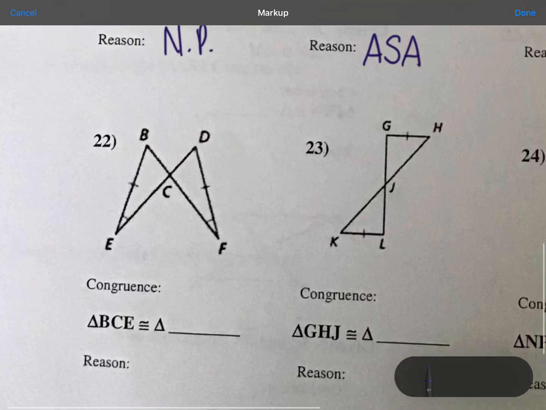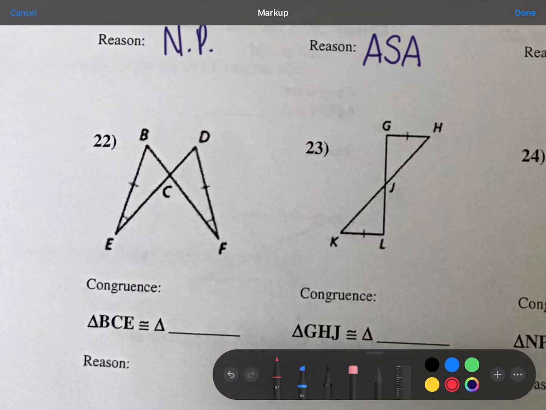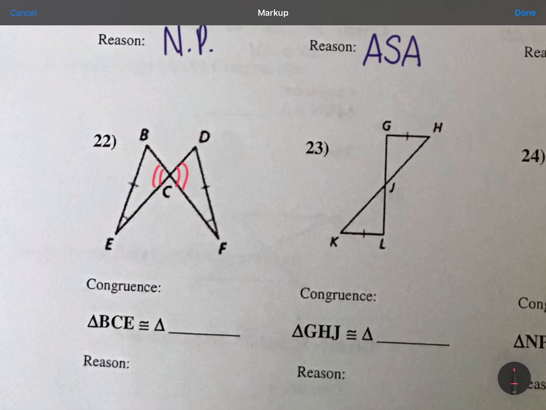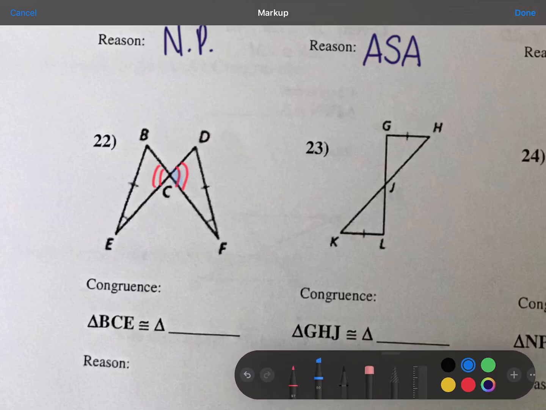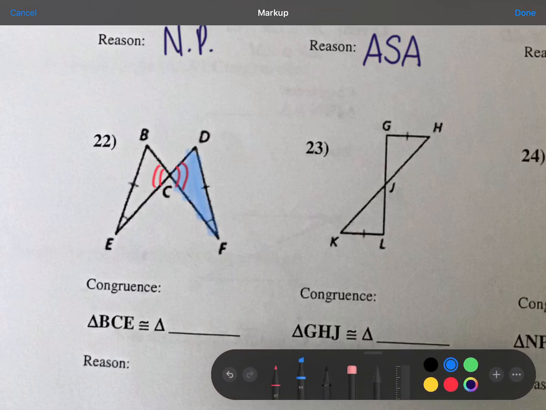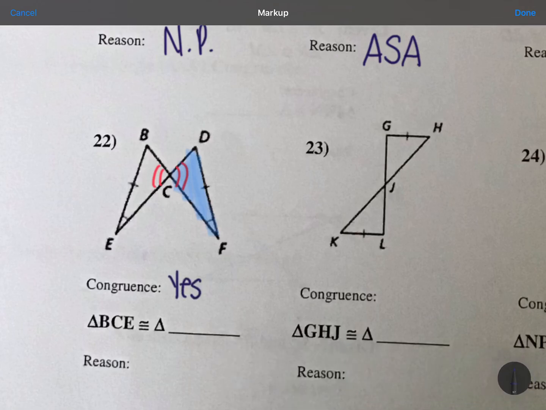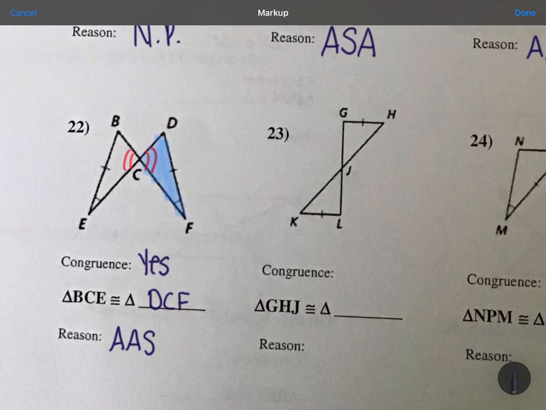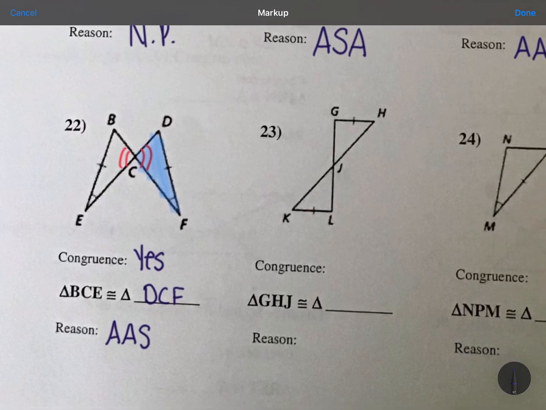Number 22, I can add vertical angles. Look at one of my triangles. Ask yourself if you have 3 pieces. Do you have 3 pieces? Yes, you do. Are they 3 good pieces? Yes, they are. An angle, and a non-included side. BCE is congruent to DCF. Hopefully you've paused and you're checking your work and seeing if you can get them correct.